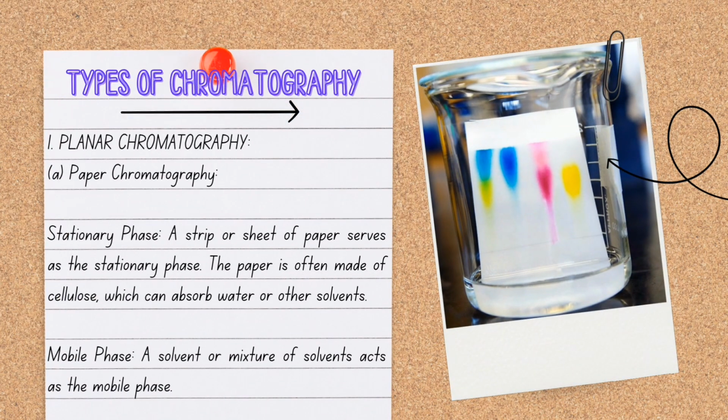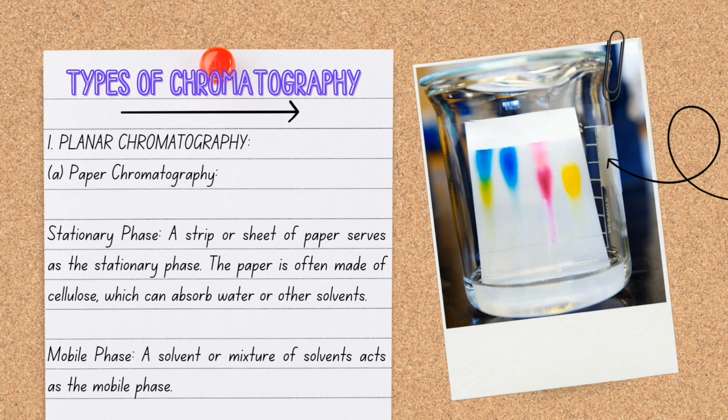There are two types of chromatography that are commonly used in a laboratory. First is known as planar chromatography, which is a type where the stationary phase is present on a flat surface. There are two main types of planar chromatography, which are paper chromatography and thin layer chromatography or TLC.